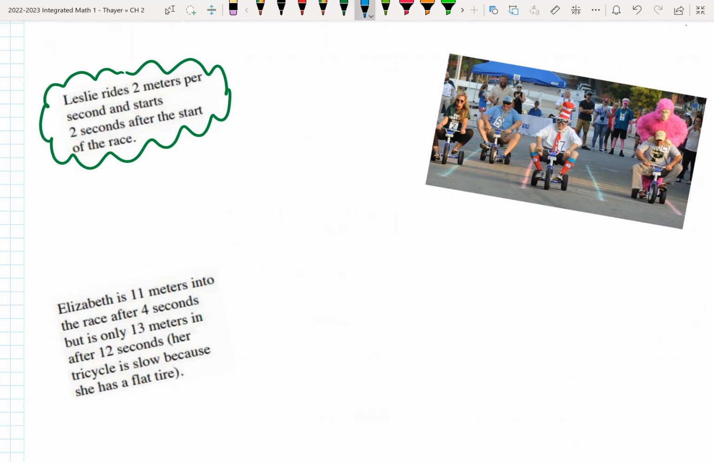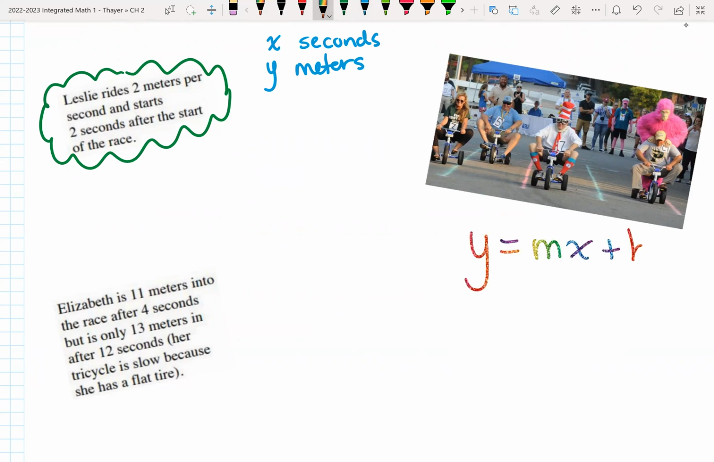What we know before we even get started is that the X variable, or the independent variable, represents time measured in seconds. And the dependent variable represents distance measured in meters. And all the equations we're using today are going to be slope-intercept form. That's the goal. So as we gather information from Leslie and Elizabeth and your own clues, focus on finding how you can get the slope and how you can get that y-intercept, so you can get the equation and make the graph.